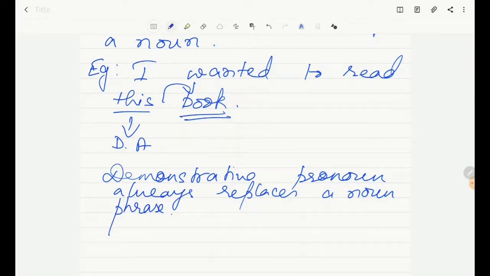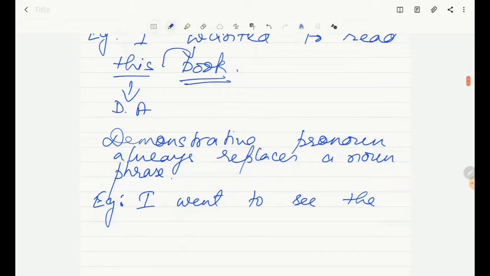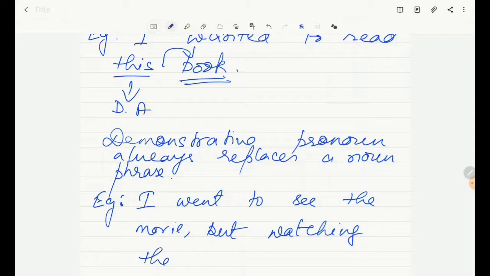Suppose I went to see the movie, but watching the movie was not possible. So how will you replace the noun phrase in the sentence? I went to see the movie, but watching the movie was not possible.